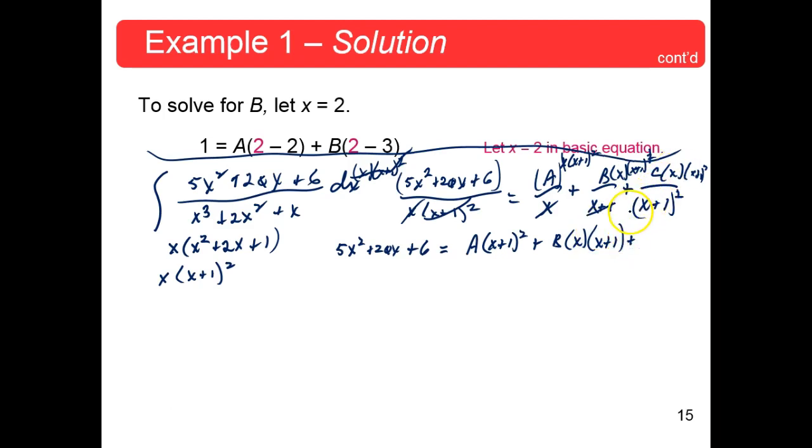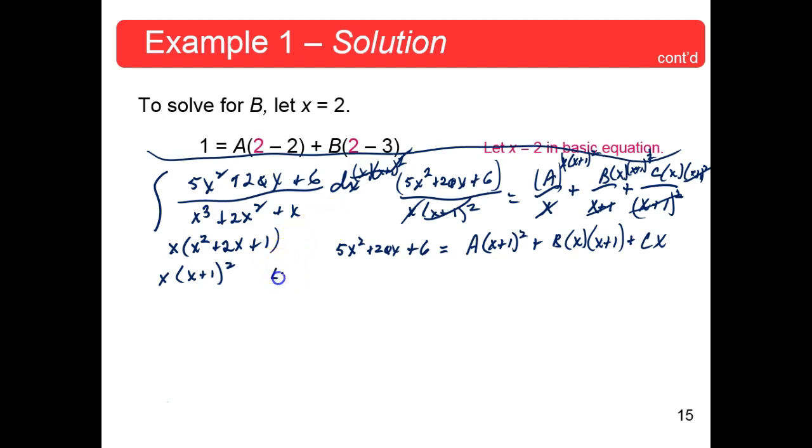What are you left with there? C times x, because your denominator goes into that part, cx. All right. Now, what are some easy things you might try? Okay, let's let x equal 0.